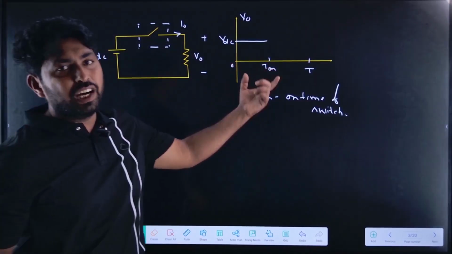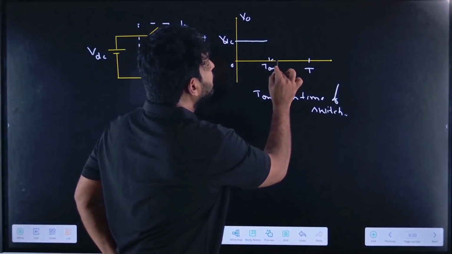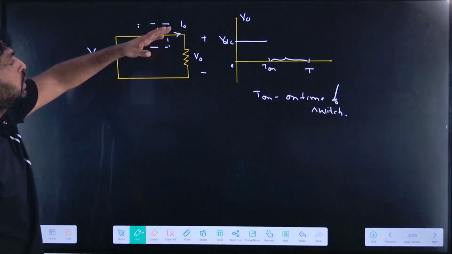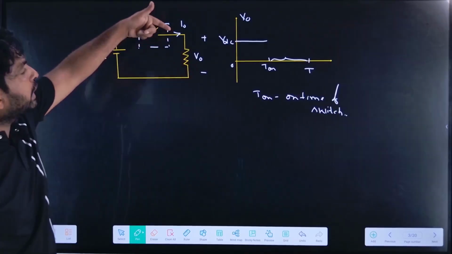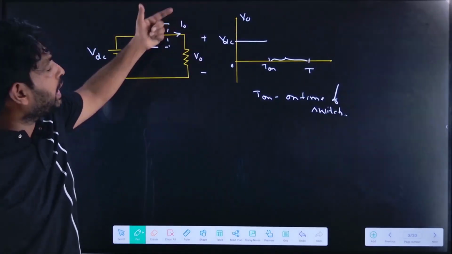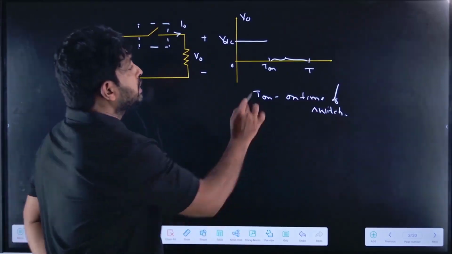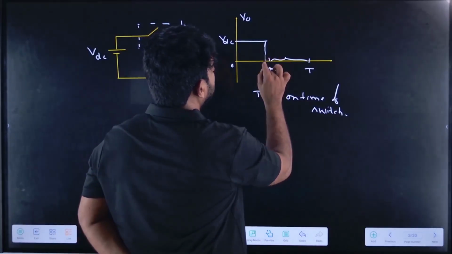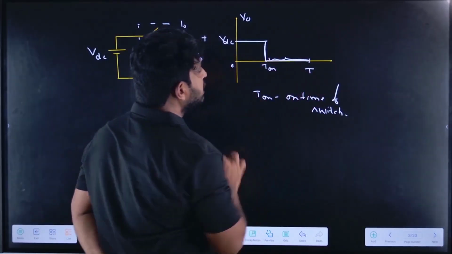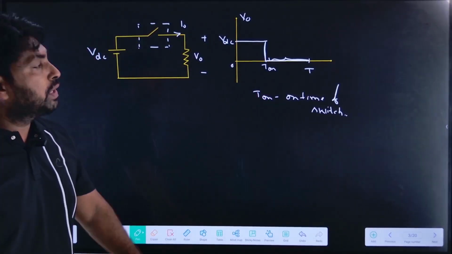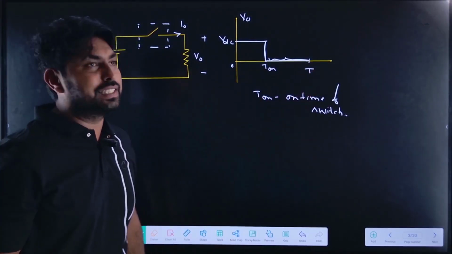After T on, let us assume this period will be the off time. During the off time of the switch, what is the output voltage? The current flowing through the load is equal to 0, so the output voltage is equal to 0. So from 0 to T on, it is VDC, and from T on to T, it is equal to 0.